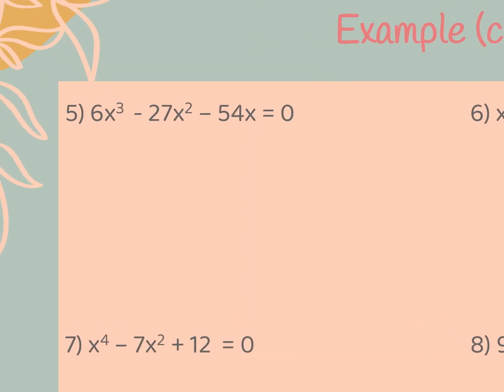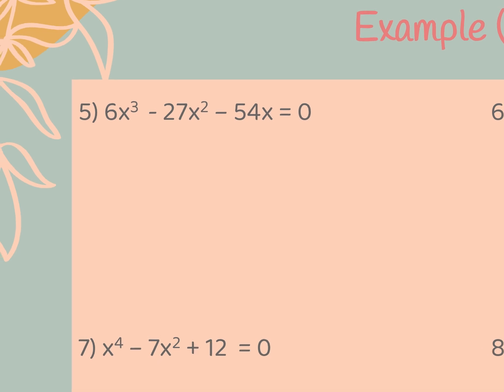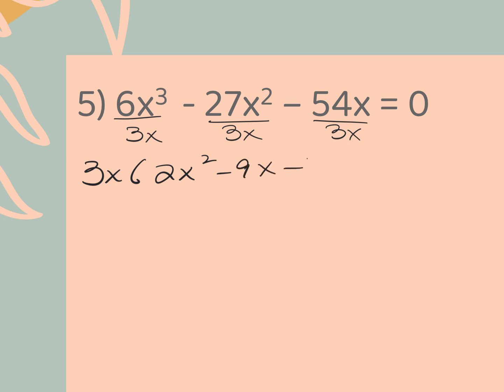So for number 5, again, check it out, see if it's something that you can pull a GCF out. And there is. I can divide all of these by 3x. So let me start by doing that. And then I'm going to see if the trinomial that remains can still be factored. So I'm going to divide all of them by 3x. What remains is 2x squared minus 9x minus 18 equals 0.